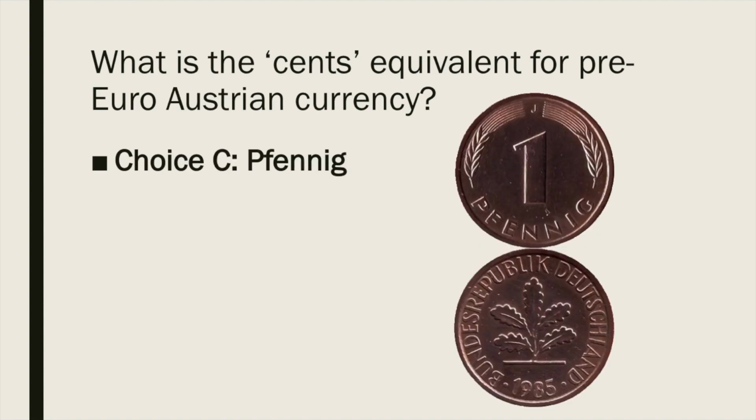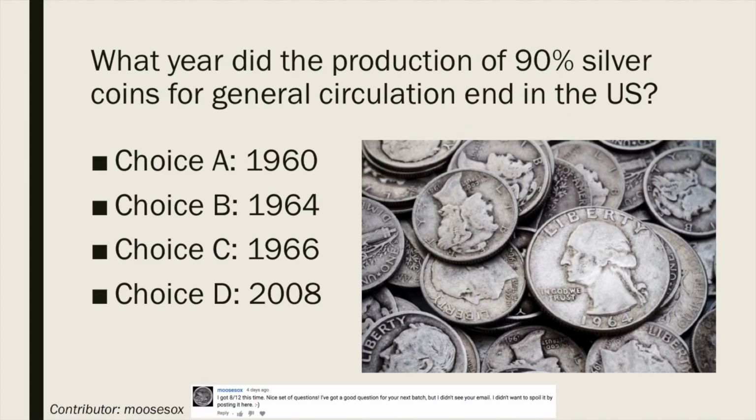The Groschen is for Austrian, Schilling is Austrian dollars, and I believe Boni was for old Romanian coins. And our next question is also a contributed question by Moosox. What year did the production of 90% silver coins for general circulation end in the US? Important to note, this does not include halves, so we're talking about quarters, dimes, that type of coin.